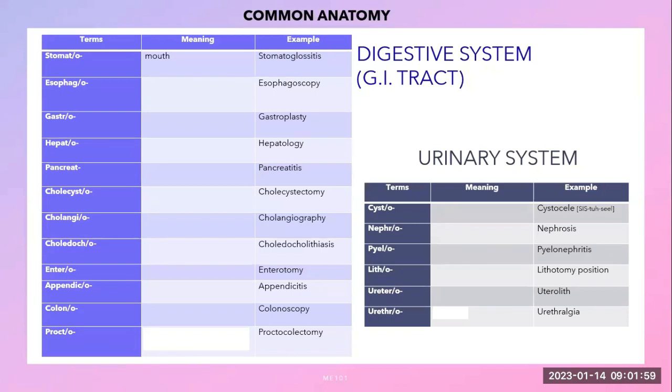Stomato means the mouth, right? And glossal means the tongue. Then the suffix is itis. Itis means inflamed. So we have the combined word stomatoglossitis, which is inflammation in the tongue and the mouth.